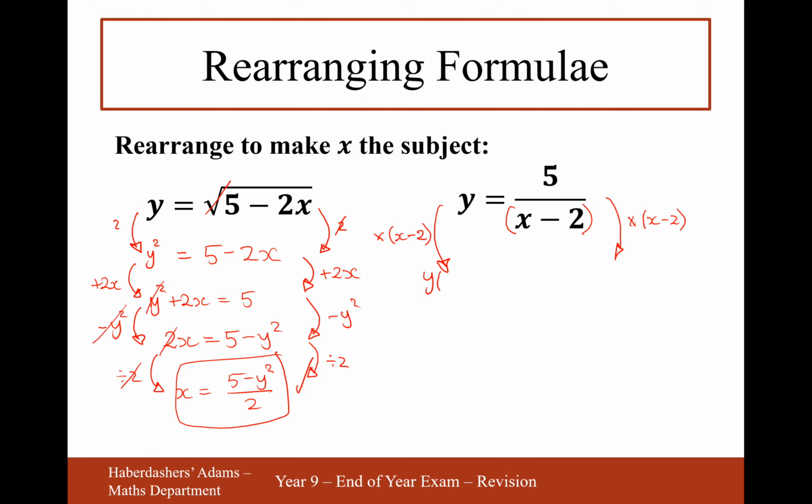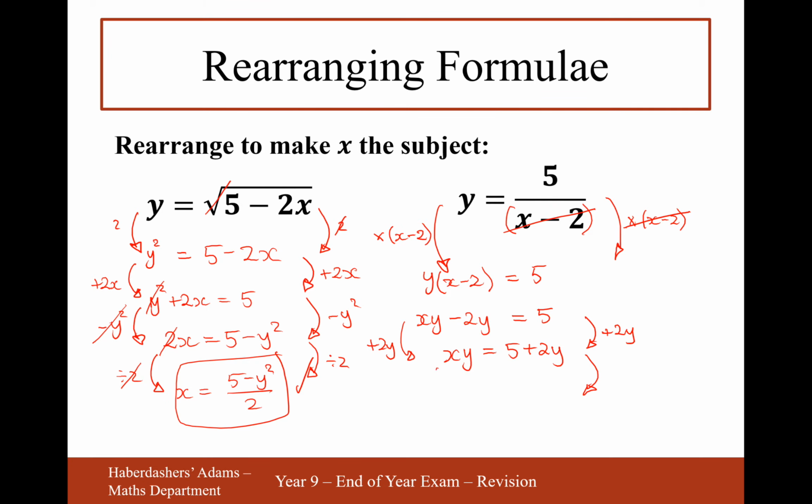On the left hand side, it will be y brackets x minus 2 equals, now on the right it's going to be 5 divided by x minus 2 times by x minus 2, and the two things will cancel out, so I'll just be left with 5 on the right hand side. You can do the following in two different ways, but I'm going to expand the brackets. xy minus 2y equals 5. Then I'm going to undo the take away 2y by adding 2y to both sides, so add 2y, add 2y, and that will give me xy equals 5 add 2y.